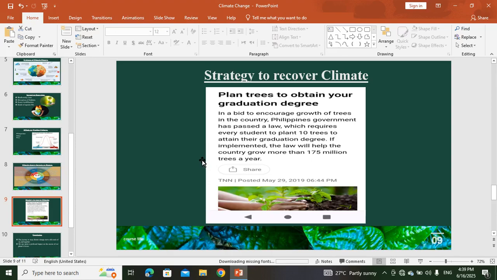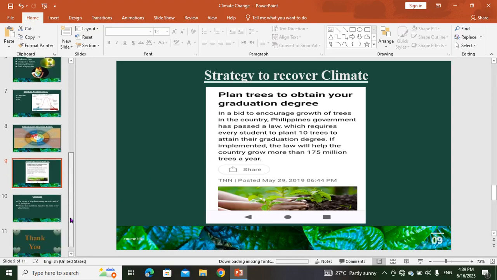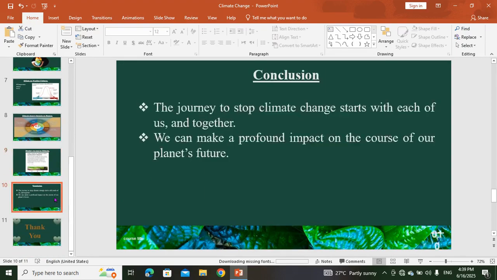So this strategy should also apply in all countries on the earth for the recovery of the climate and for the betterment of the earth. It is the best strategy for the earth to recover. And the last is the conclusion.